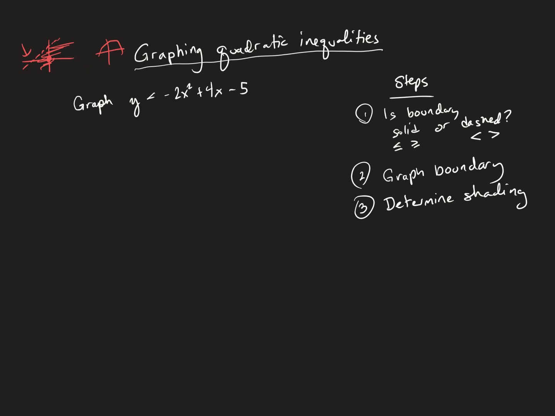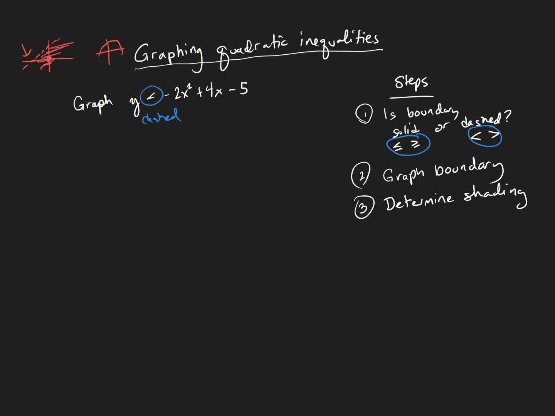Oops, poor shading. So let's just walk through this problem. I'm asking you to graph y is less than negative 2x squared plus 4x minus 5. Notice this is in standard form. So we're going to have to remember how to graph a standard form parabola, so we'll walk back through that in a second. Now, first things first, is the boundary solid or dashed? Well, you can see this is just less than, it's not equal to, so this boundary is going to be dashed or dotted.